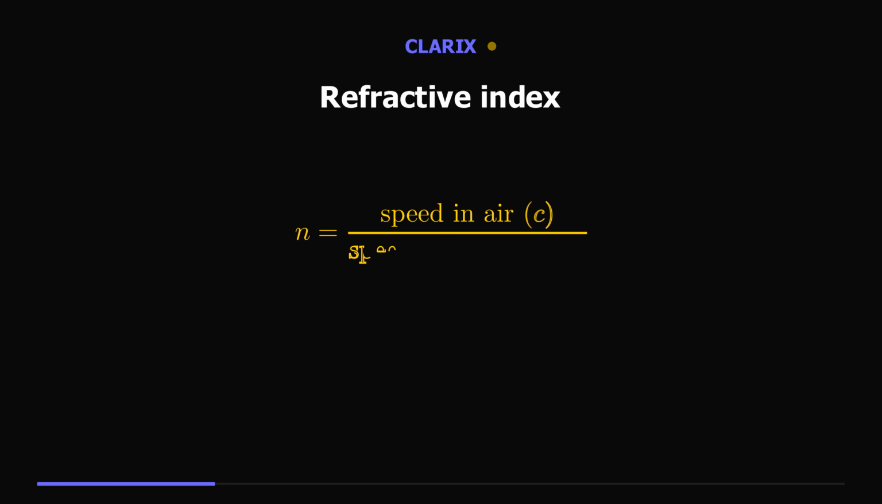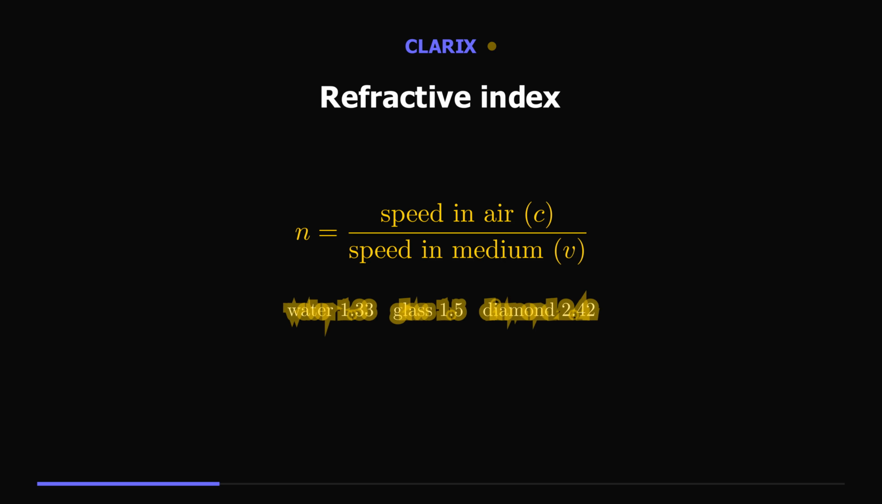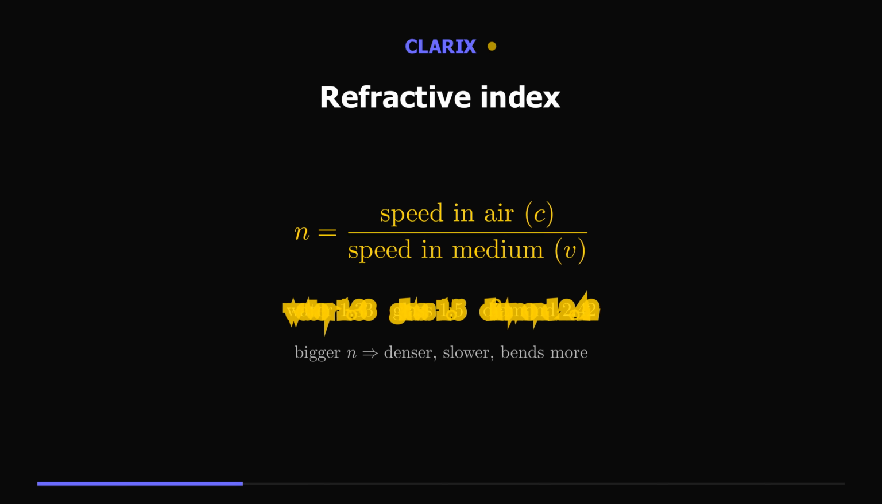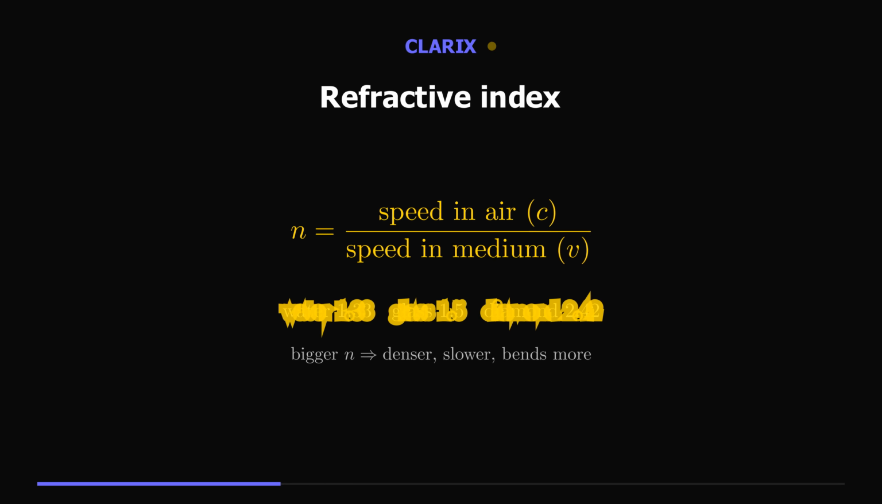We measure a material's bending power with a number called the refractive index. The refractive index of a medium is the speed of light in air, divided by the speed of light in that medium, written n equals c over v. Because light always slows in the medium, this number is bigger than 1. Water is about 1.33, glass about 1.5, diamond a whopping 2.42, which is why diamonds sparkle. A bigger refractive index means optically denser. Light goes slower and bends more.